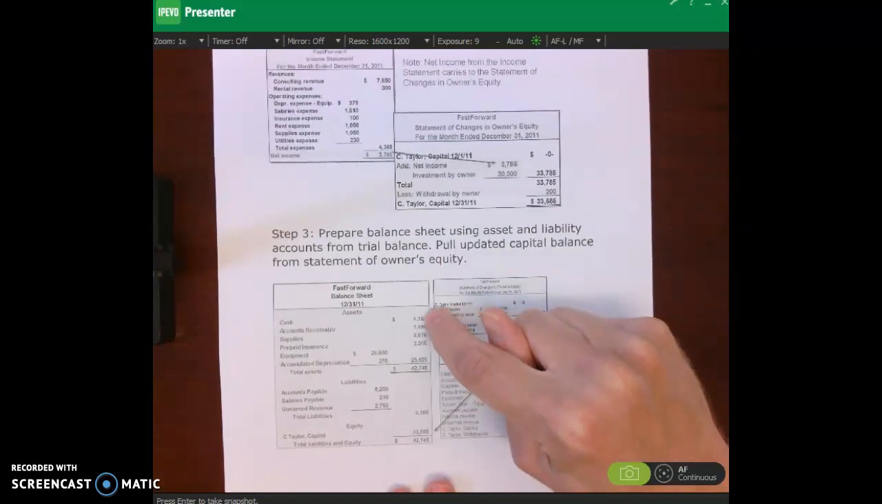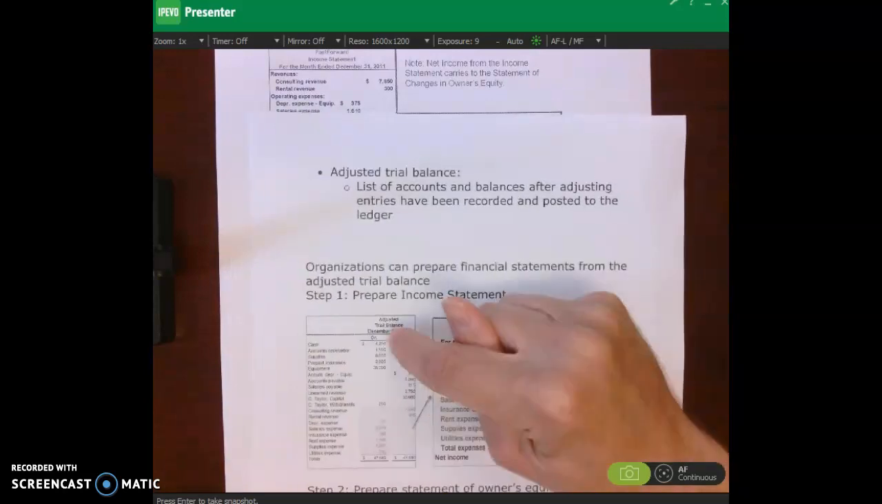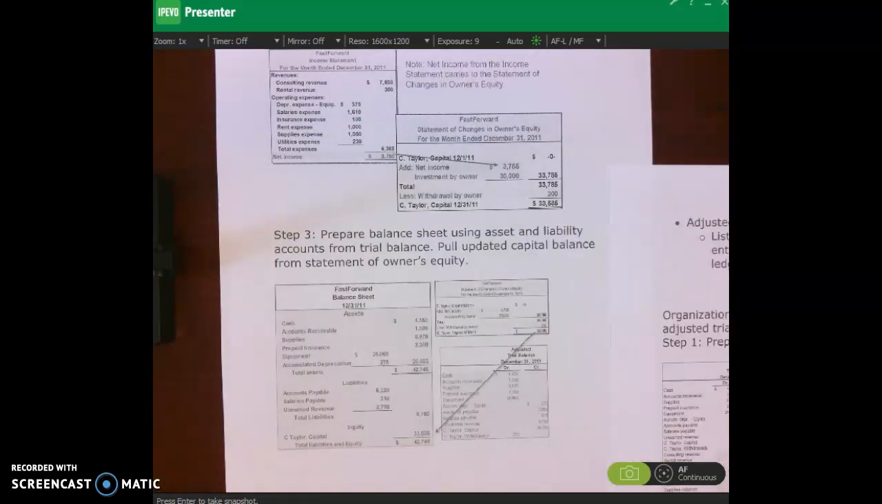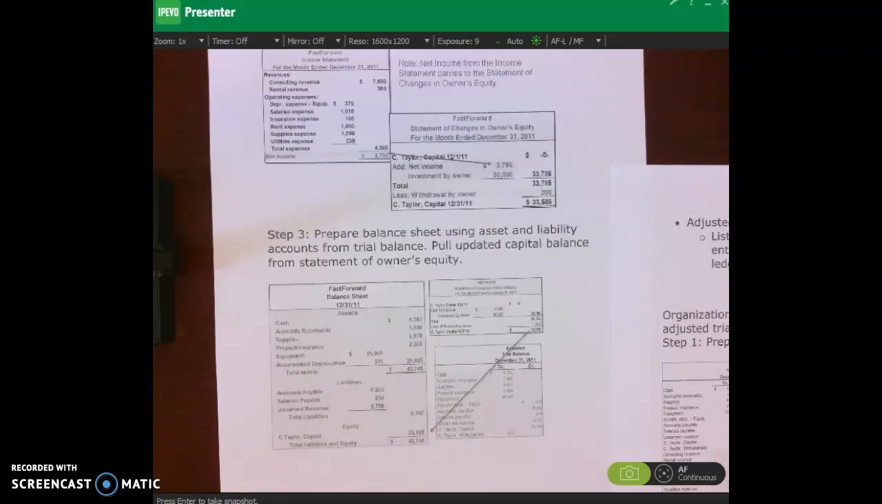So remember the balance sheet, we pull in cash, $43.50, which we get from our adjusted trial balance, accounts receivable, $1,800, which we get from our adjusted trial balance. We have supplies of $86.70 from our adjusted trial balance, prepaid insurance of $2,300 from our adjusted trial balance. We have equipment of $26,000, less accumulated depreciation, gives us the book value of $25,625. We add up all those numbers, that gives us total assets of $42,745.